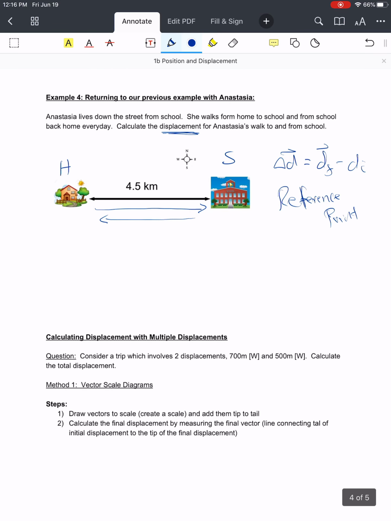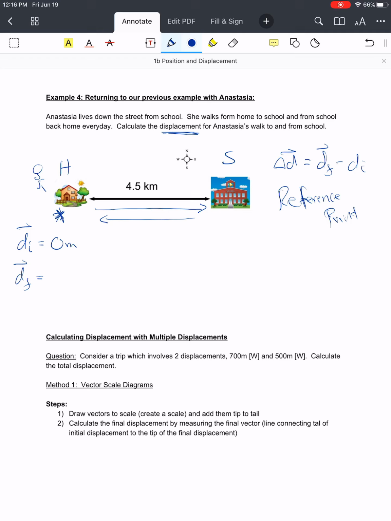So when we're going to this question here, I need a reference point, but the question doesn't give us a reference point. The previous questions did. So a good rule of thumb is always pick your starting point as your reference point. It just makes the math easier. So when I do this, how far am I from my reference point initially? I'm at home. How far am I away from there? 0 meters.